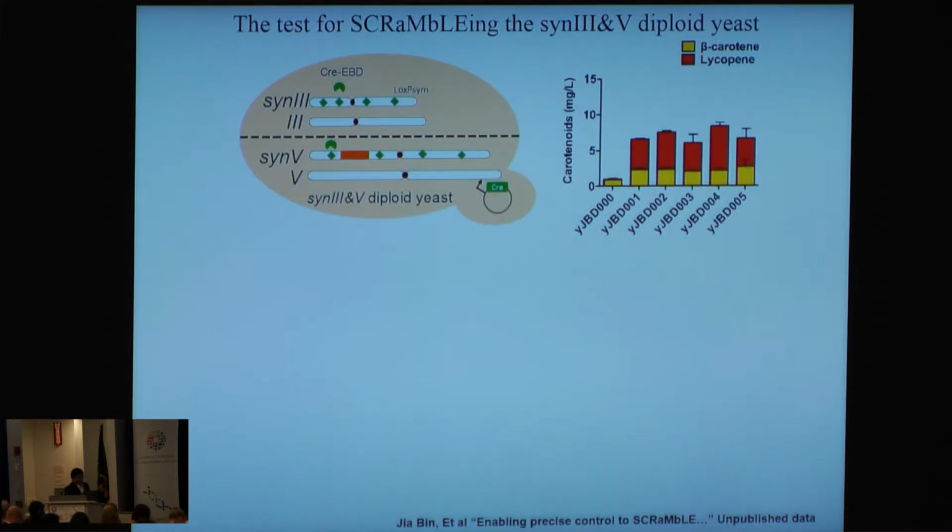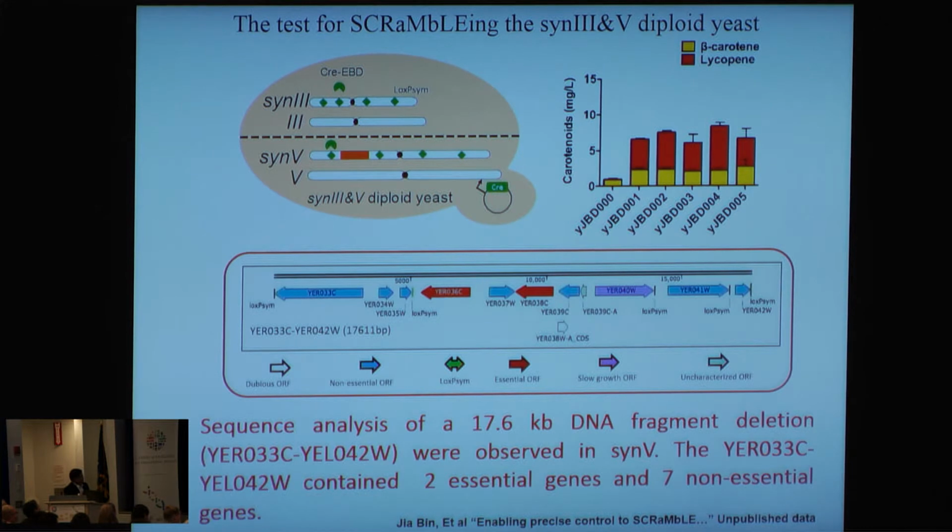For the first round of scrambling the synth3 and synth5 diploid yeast, we found that by the first run, it increased the production dramatically. When we did deep sequencing, we found that there are larger DNA segments. About 17.6 kilobase DNA fragment deletions were observed during the first round of scramble. It contains 2 essential genes and 7 non-essential genes. So we get a lot of improvement.